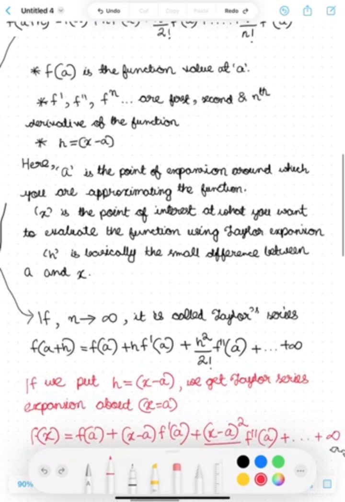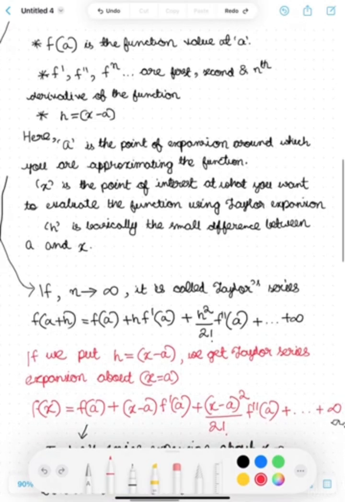Now, here we get an important equation, that is h is equal to x minus a. Here in this equation, a is the point of expansion around which we are approximating the function. So basically, this is the point that we know the function of and we can easily derive it. x is the point of interest where we want to evaluate the function using the Taylor's expansion. And h is basically the small difference between a and x.